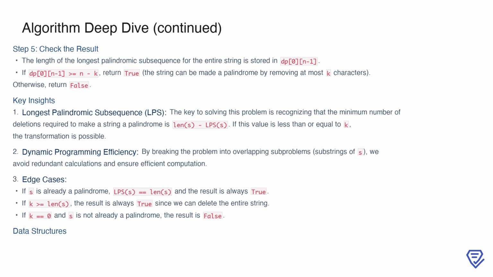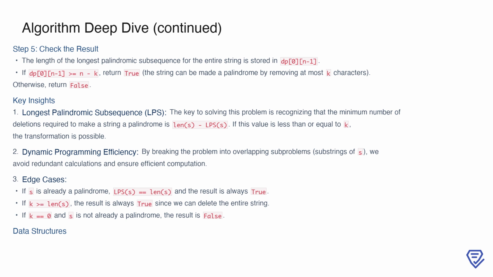If this value is greater than or equal to any k, we return true, as the string can be transformed into a palindrome by removing at most k characters. Otherwise, we return false. This approach is built on a few critical insights.